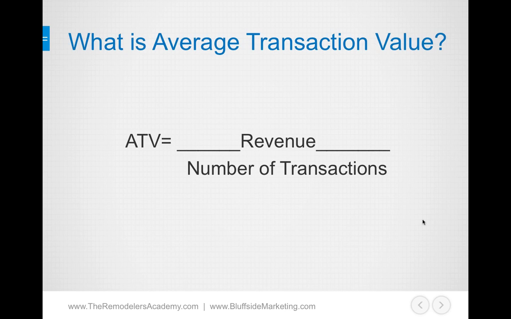So part 2 of this: average transaction value. We just talked about cost per lead, what it takes to get a lead. Now let's talk about the transaction value. It's just like it sounds: the average amount a customer spends each time they buy. Here's how you figure it out. You simply take the revenue you generate divided by the number of transactions. So revenue of, let's say, $1,000 and 10 transactions means $100 is your average transaction value.